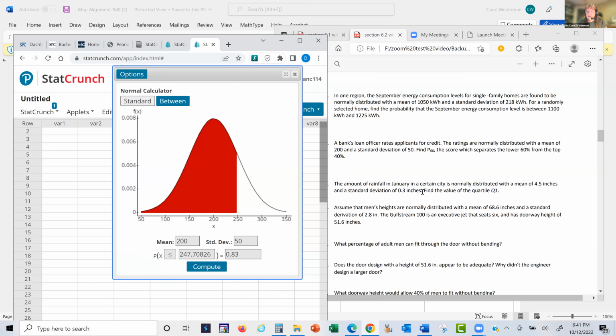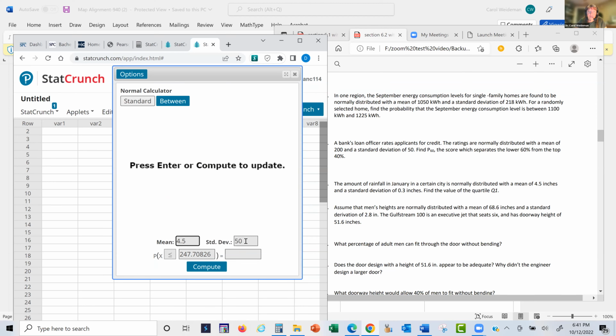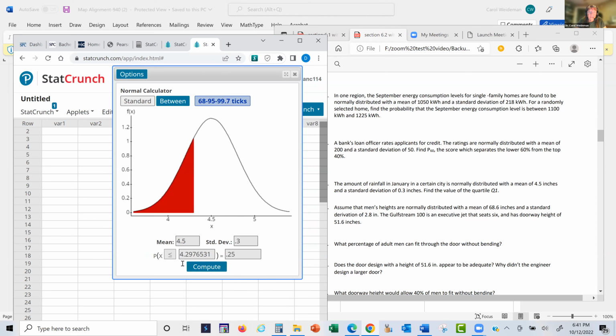The amount of rainfall in January in a certain city is normally distributed with a mean of 4.5 inches. I'm going to put that in, 4.5, and a standard deviation of 0.3. Find the value of the first quartile, Quartile 1. How am I going to do that? Remember what the 0.25? Yes, very good. It's going to go in your area window here, 0.25. So about 4.3. A rainfall of 4.3 inches would be at the first quartile.